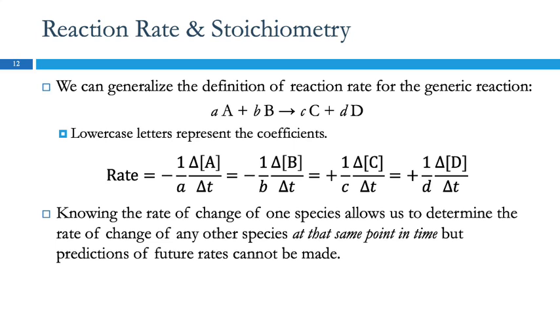So we can figure out what's happening with other reactants or products right now, but we cannot predict what's going to happen in the future, because this is the instantaneous rate and it's changing. Any questions?